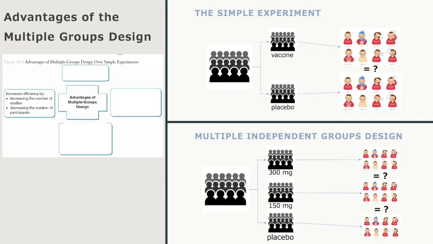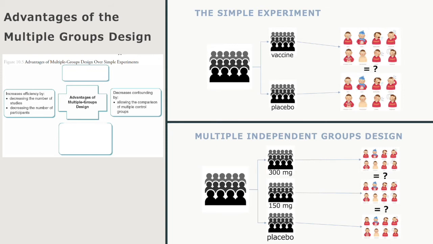If you wanted to understand the difference between 300 milligram, 150 milligram, and placebo, you could either do it in one experiment, or you could set up 3 separate experiments where 300 is compared to 150, 300 is compared to placebo, 150 is compared to placebo. You get the idea. It's much more efficient to have all of that happen in one experiment over 3. And it allows us to decrease the number of participants, decrease the number of studies. So it's just easier logistically. It's literally easier.